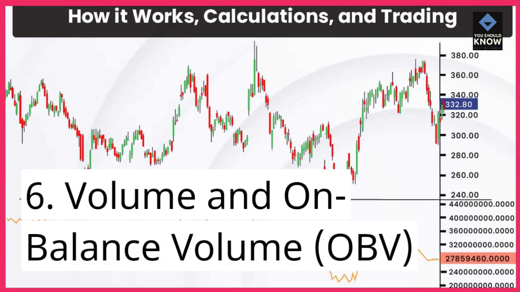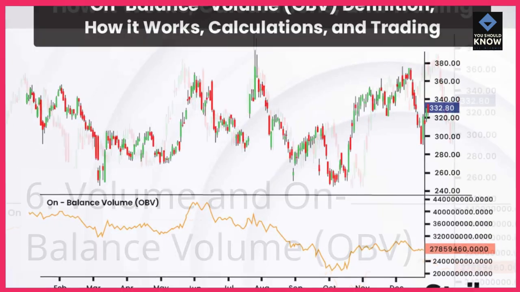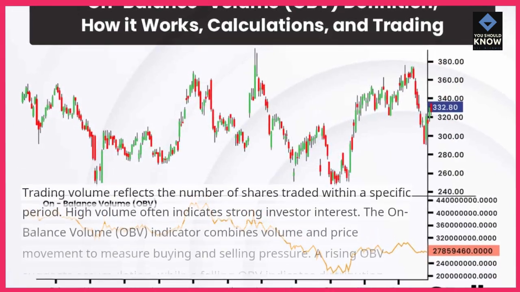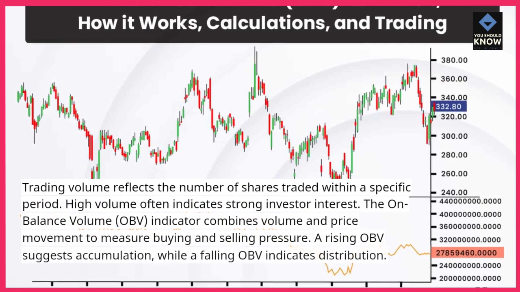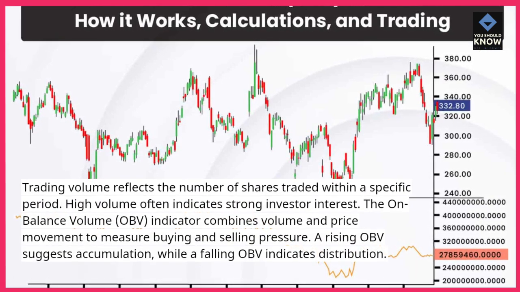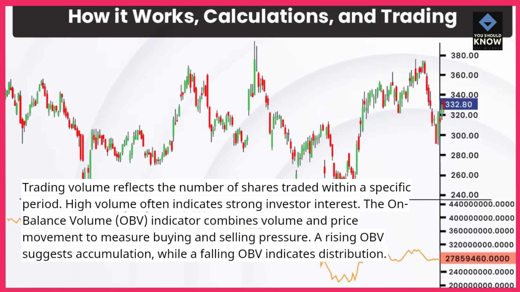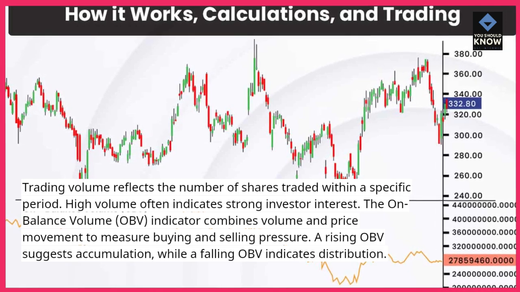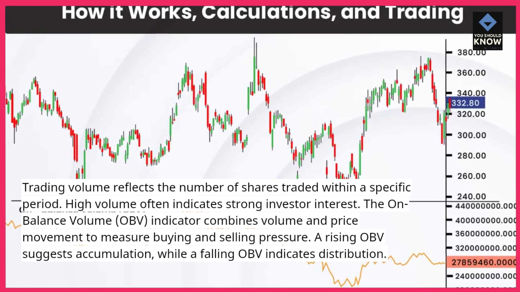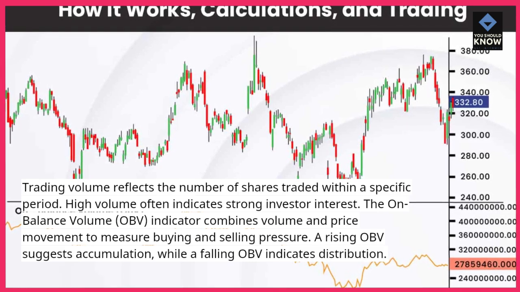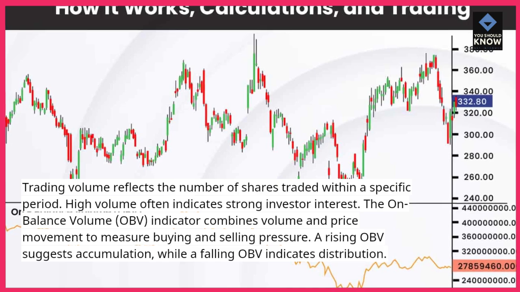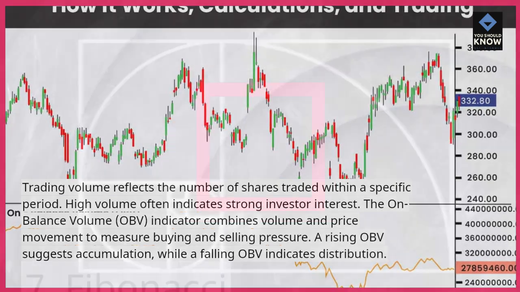6. Volume and on-balance volume, OBV. Trading volume reflects the number of shares traded within a specific period. High volume often indicates strong investor interest. The on-balance volume, OBV, indicator combines volume and price movement to measure buying and selling pressure. A rising OBV suggests accumulation, while a falling OBV indicates distribution.